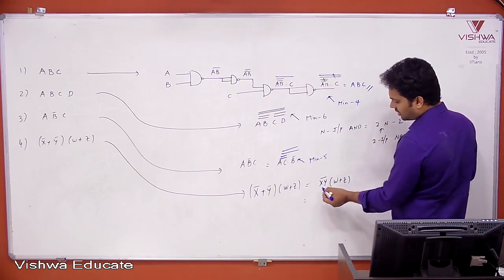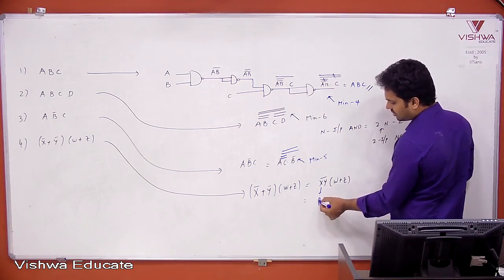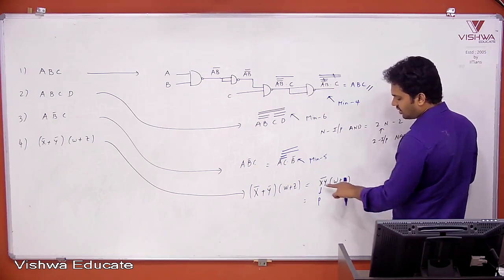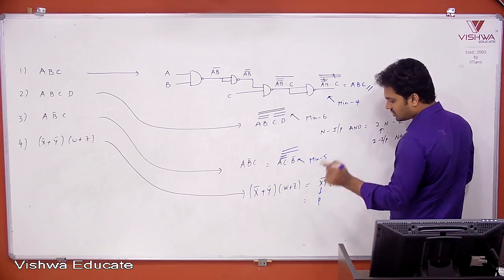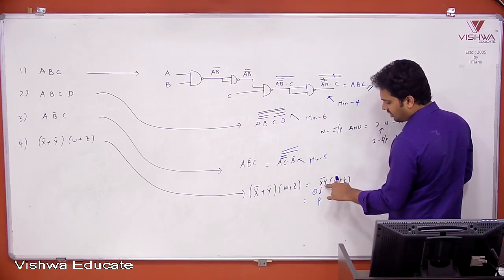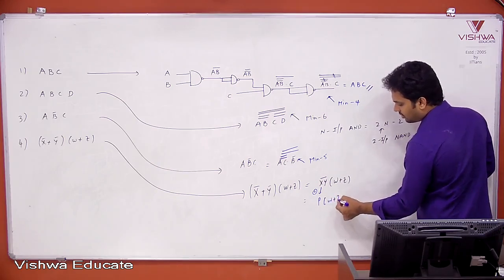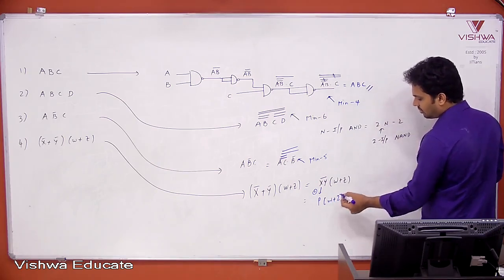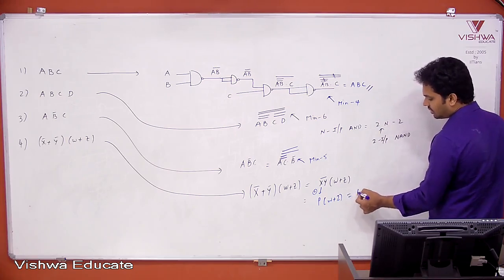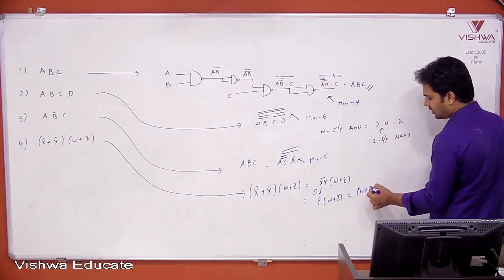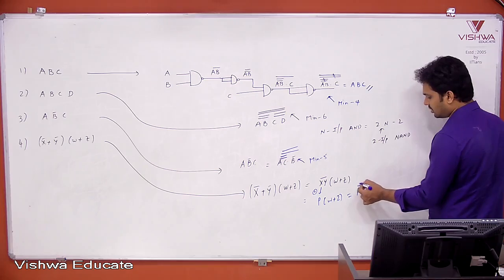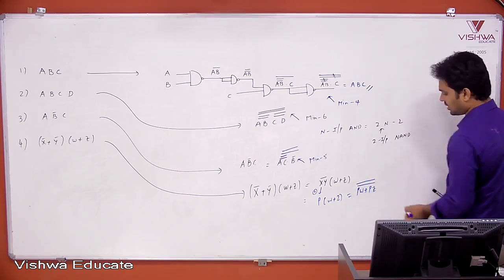XY whole bar can be written as some variable, let us take it as P. Or you can say XY whole bar requires one NAND gate here. Let us write that output as P. So my answer is P into W plus Z. So what I need to make is PW plus PZ. Take double bar. Then what is the answer?